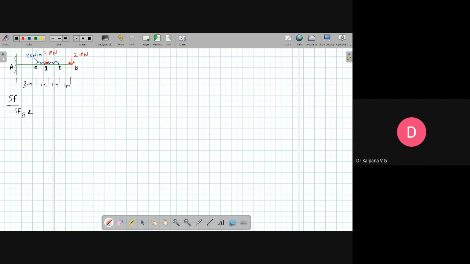So exactly at B, we'll be having a 2 kilonewton force, or we can consider another section to the right of the section. What are all the forces? That is shear force. So 2 kilonewton is acting in the downward direction. Right up, left down is positive. Right side of the section, upward force is positive. Here it is downward, hence a negative value of 2 kilonewton.